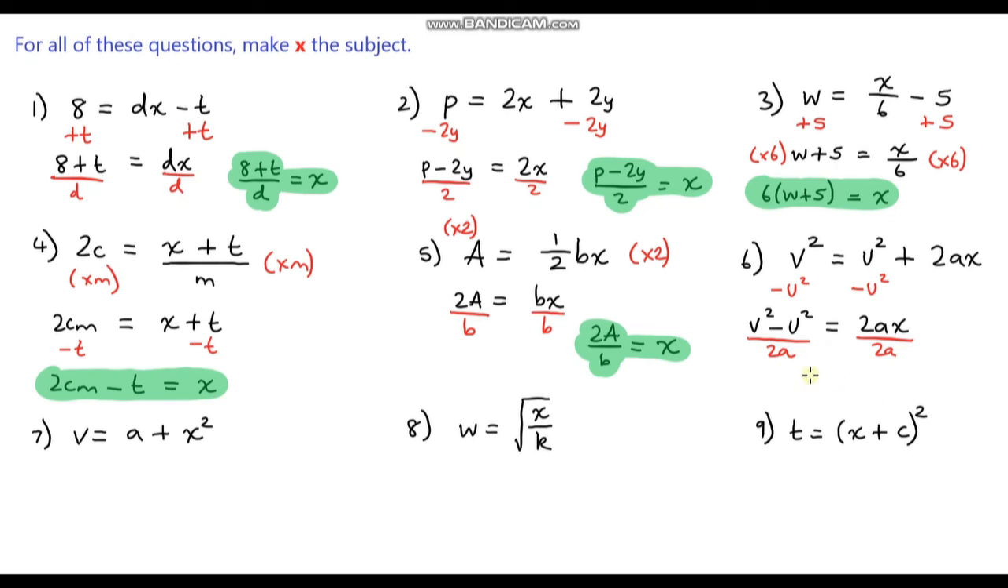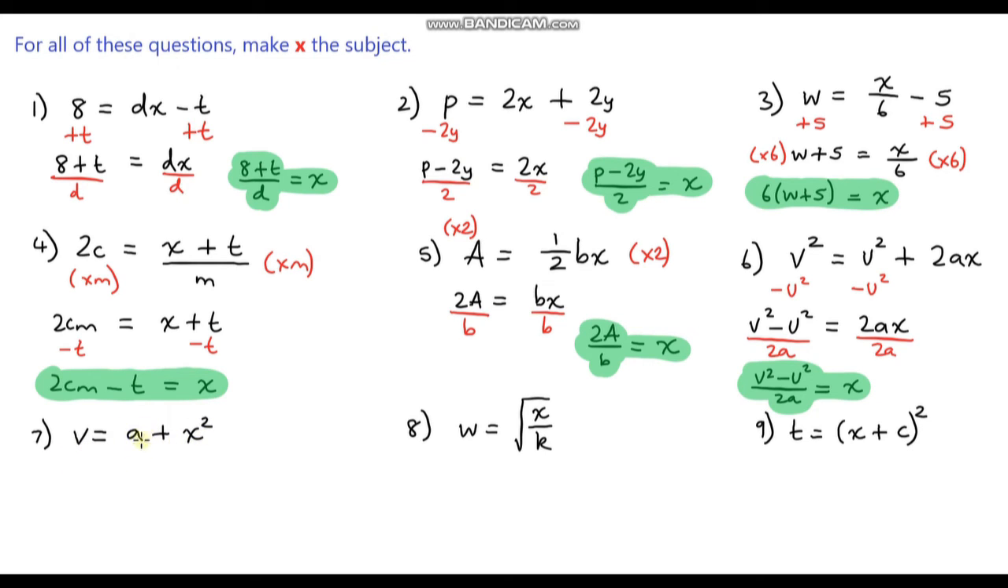I'm running out of room. But on the left-hand side, I've got v squared minus u squared, all of that over 2a. And then on the right-hand side, these two a's will cancel, so I'm just left with x, and this is my answer. Question 7, v equals a plus x squared.